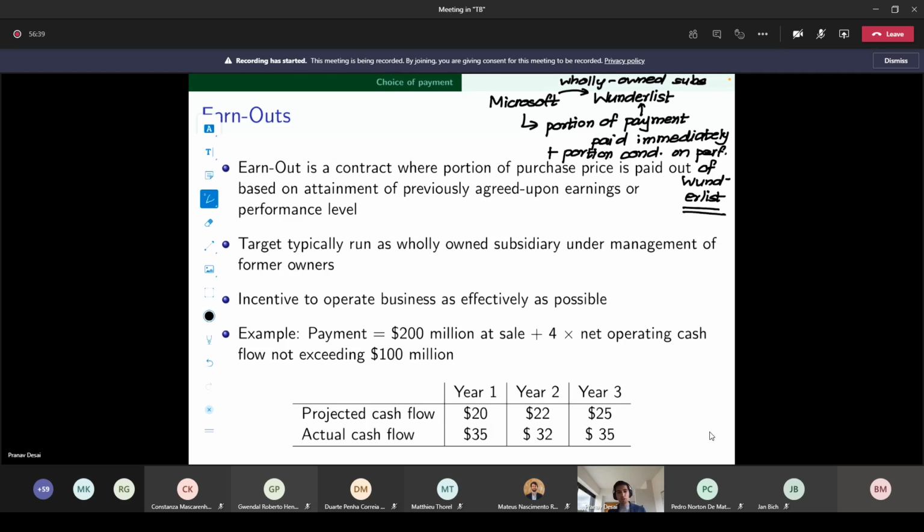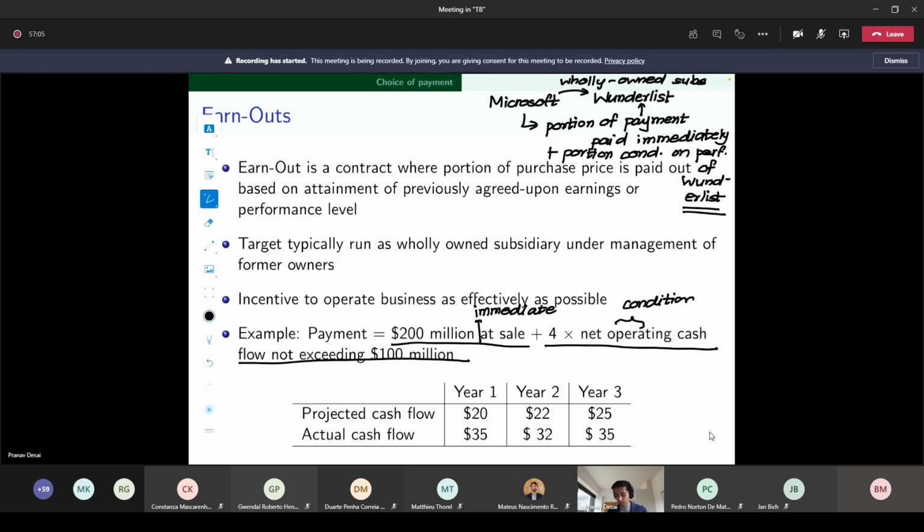So to precisely give you an example of how an earnout works, this is the portion of the payment which is made immediately. So this is the immediate payment. Let's say that it's in cash. And the remaining payment is something like a condition on the post-acquisition. So this is the condition.